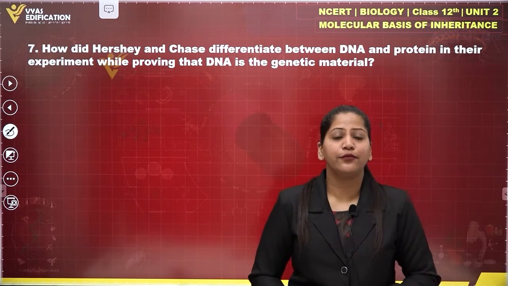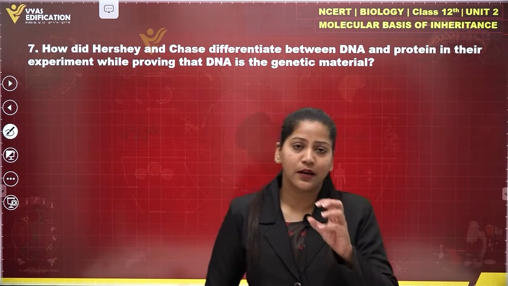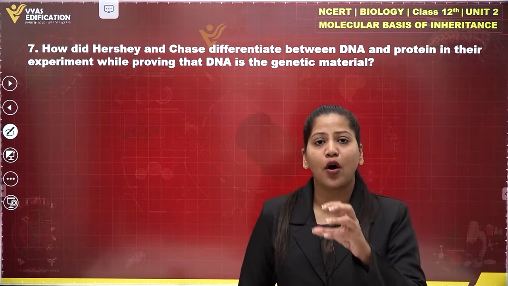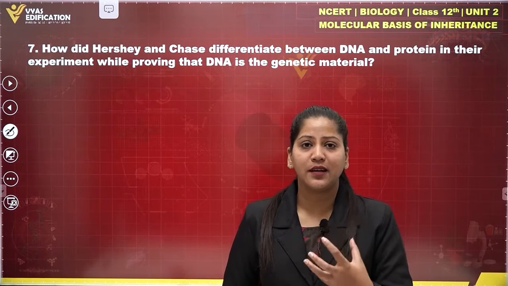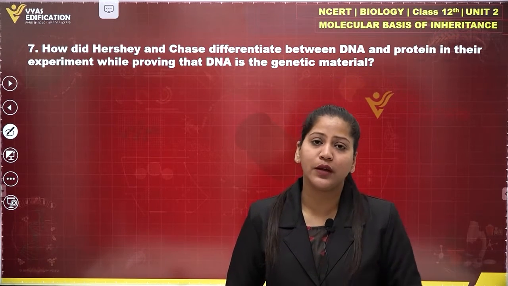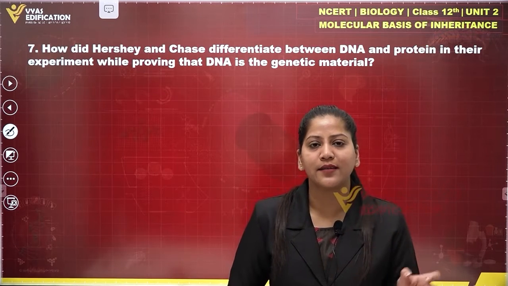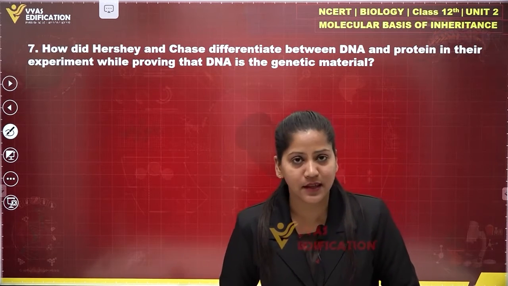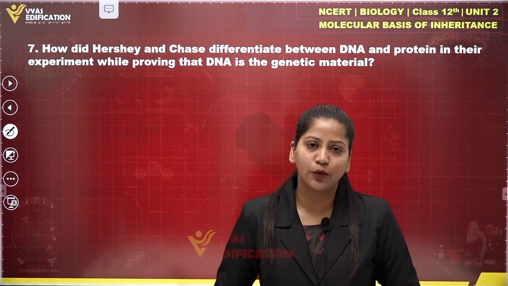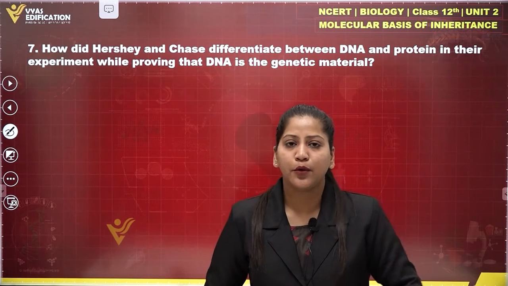Now we know that phosphorus is the content of nucleic acid, is the content of DNA which forms the nucleic acid, and the sulfur is the content of amino acids such as methionine and cysteine, which are the amino acids among 20 amino acids which forms protein.